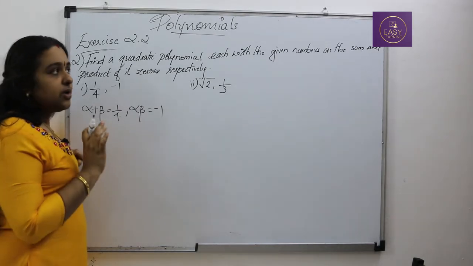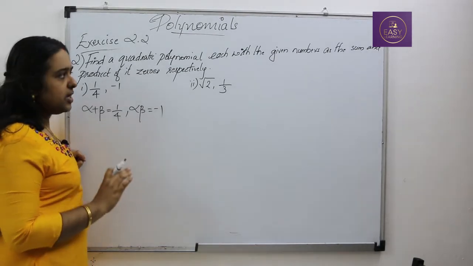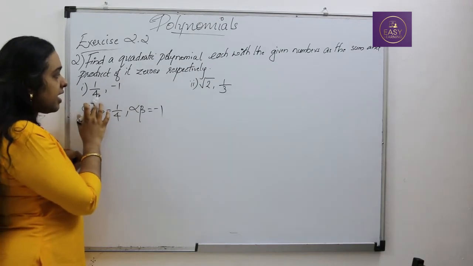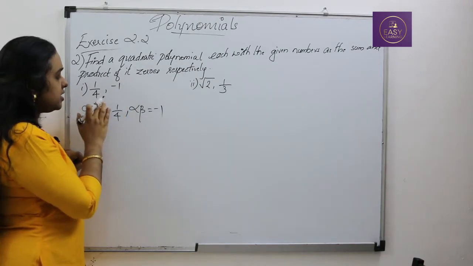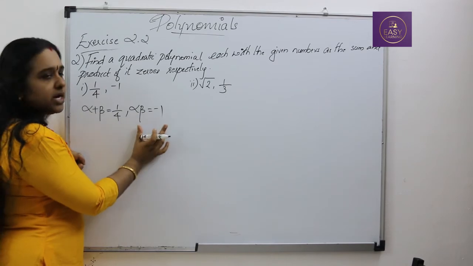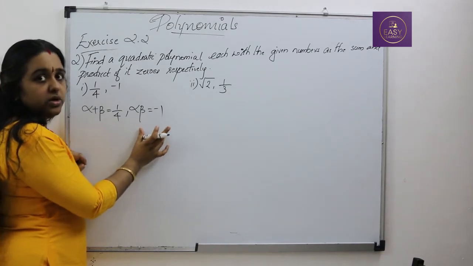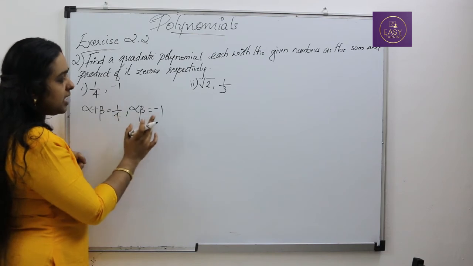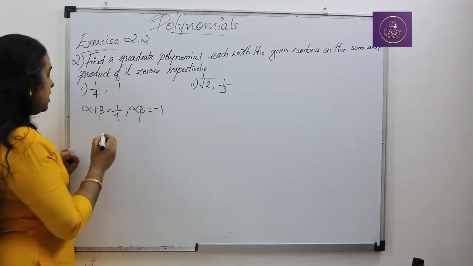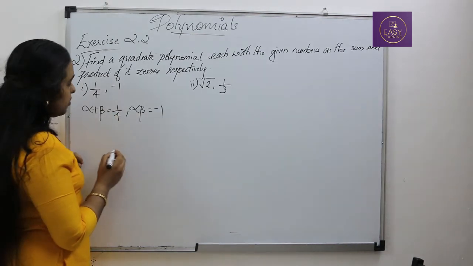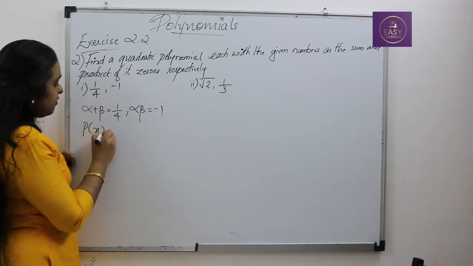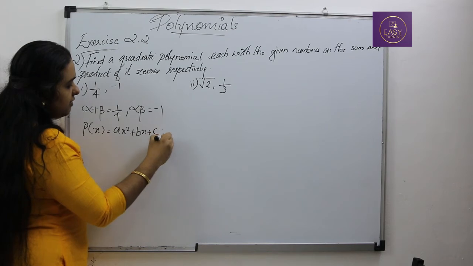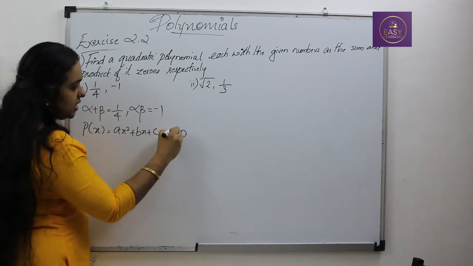That is the first thing you have to understand. Read the question carefully. We are given the sum and product of zeros. These are not the values of alpha and beta. These are the values of sum of zeros and product of zeros. Okay? Don't confuse. Alpha plus beta equals 1 by 4 and alpha beta equals minus 1. What is the general form of a quadratic polynomial? P of x equals ax square plus bx plus c, where a not equal to 0.